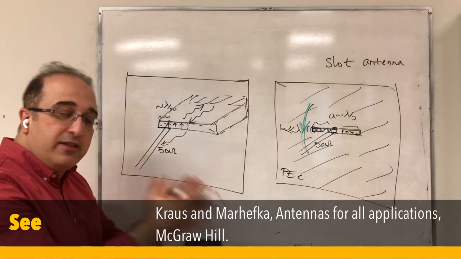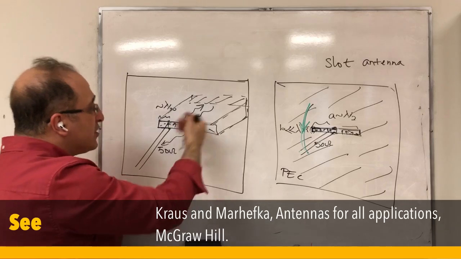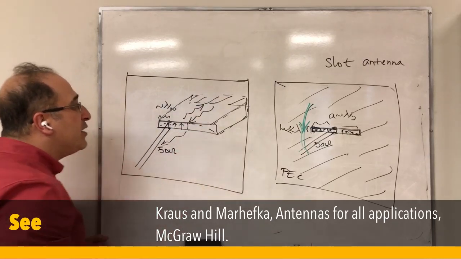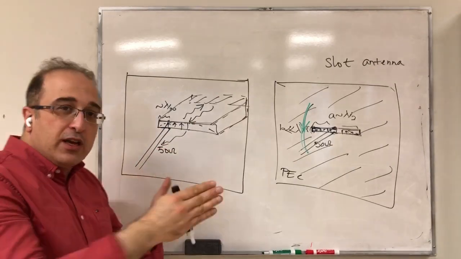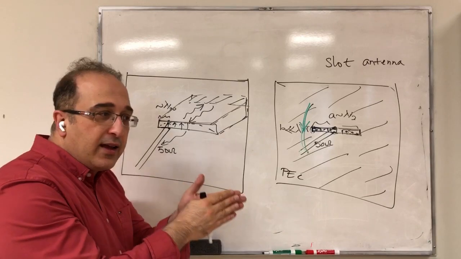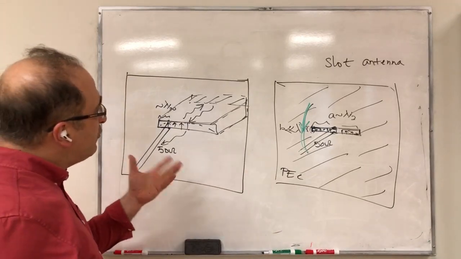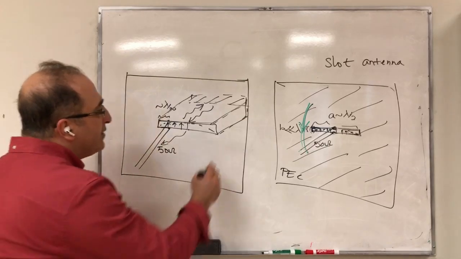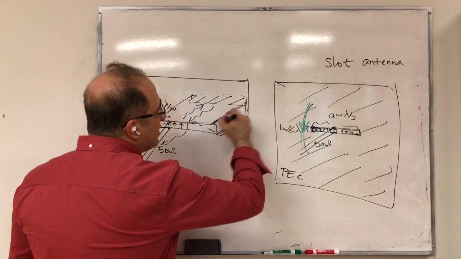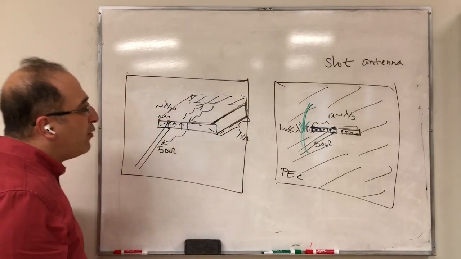So essentially, you create something in the back so that the wave that goes in the backward direction is going to be reflected, and then you get your radiation in the half space toward yourself. And to do that, the length of this box is usually chosen to be lambda by 4.